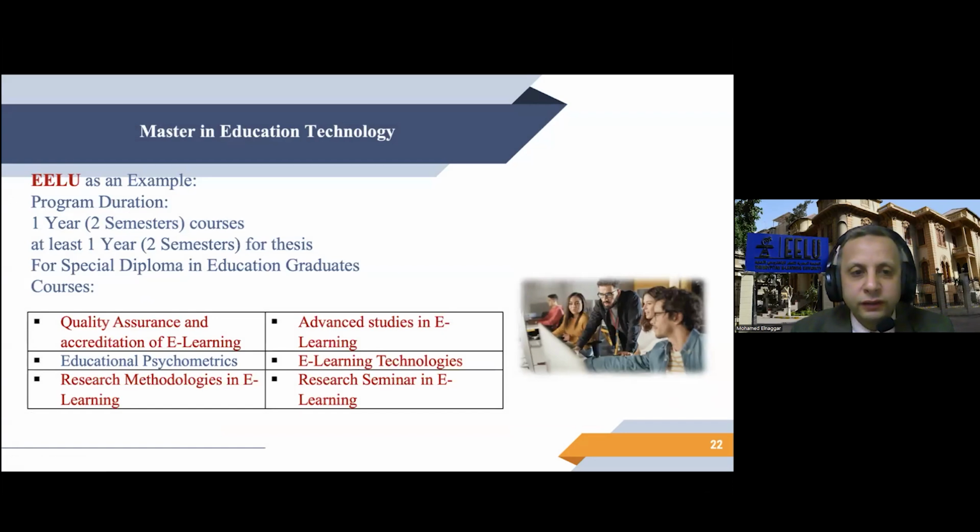Masters in Education Technology is for special diploma in education graduates. ELU, as an example, offers this program, with a duration of 2 years: 1 year for courses, 2 semesters, and at least 1 year for the thesis. Some of the courses in education technology are quality assurance and accreditation of e-learning systems, research methodology in education, advanced studies in e-learning, e-learning technologies, and research seminar in e-learning.